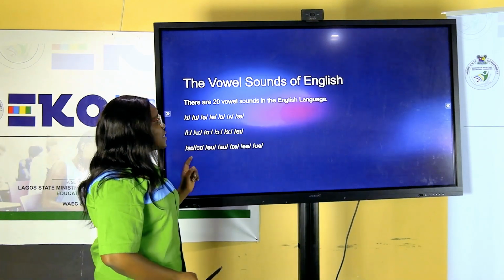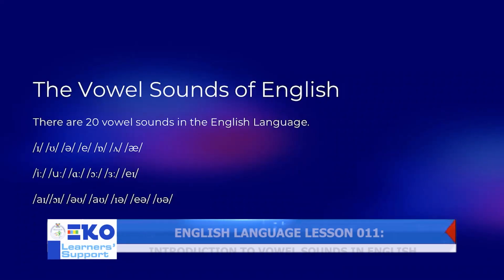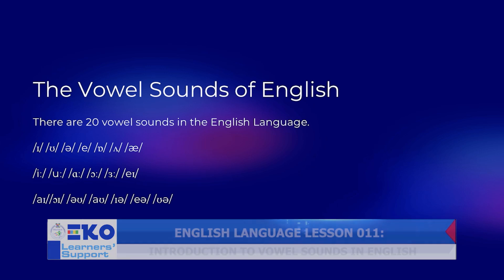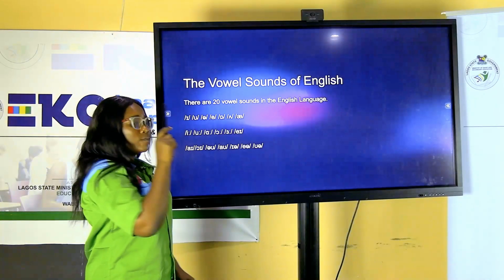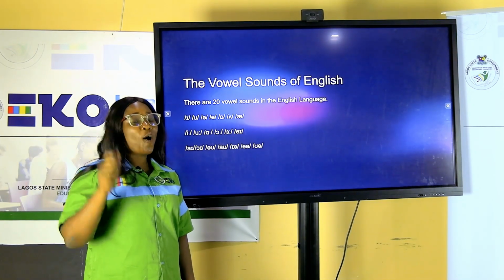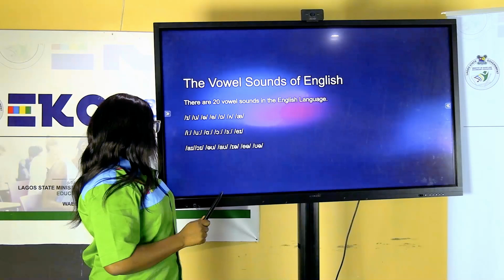These are the 20 vowel sounds of the English language. They are 20 in number and they have been divided accordingly. The first set are the monophthongs. The second are also monophthongs, but you can see that they have that dot sign at the back, which I said is a hallmark of long vowel monophthongs.